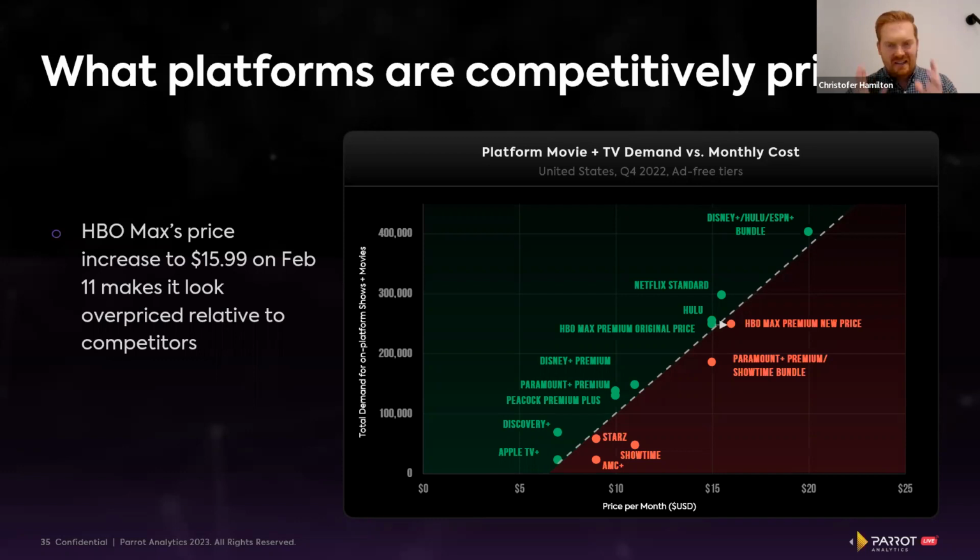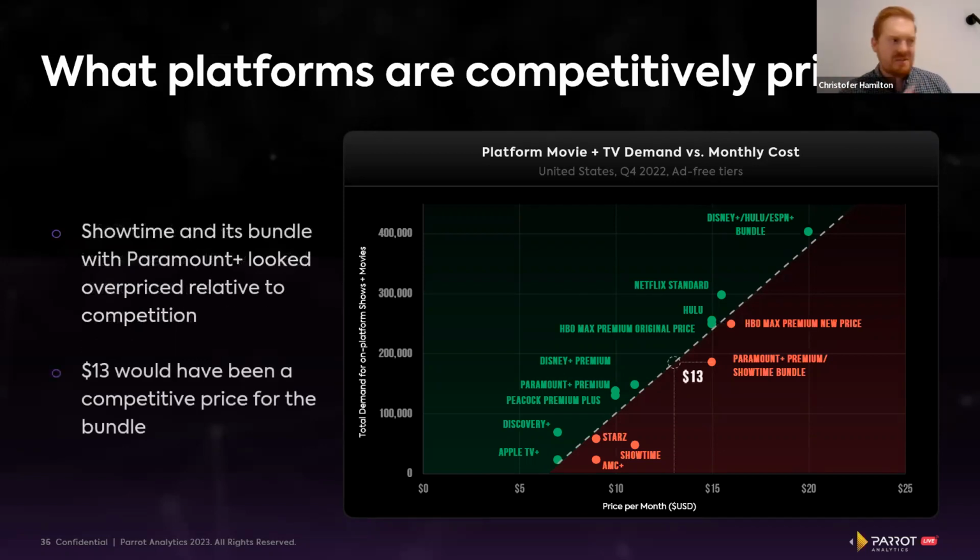So you can imagine cutting its catalog demand while at the same time increasing prices is making it look like a less attractive option for subscribers. But another way you could look at this is, if other platforms increase their prices, that fairly priced line will continue to shift right. So if HBO Max is just moving now and then other platforms move along with it, it might go back to looking like a fairly priced offering for consumers.